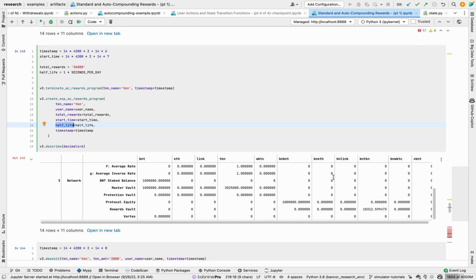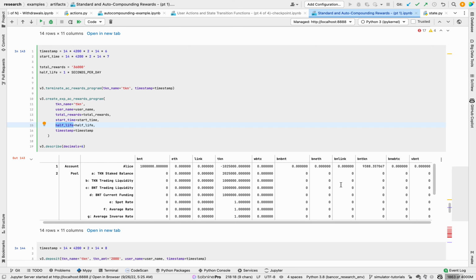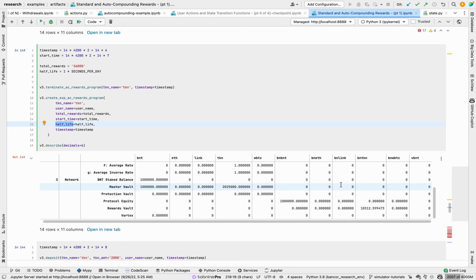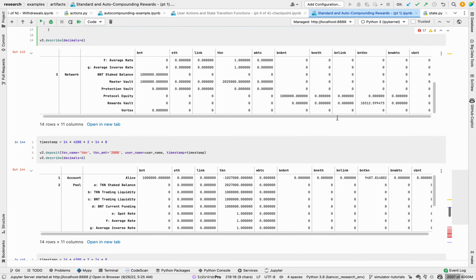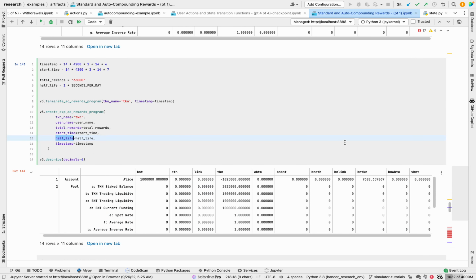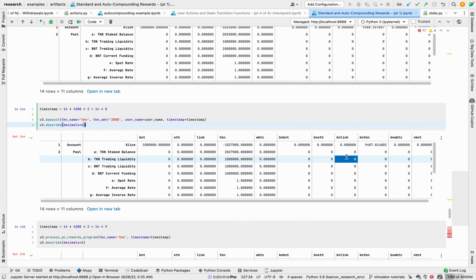The half-life is really easy. It sounds like a scary term, but it's really not. It's just how long it takes for the total rewards to be given out to reduce by 50%. And this is a constant. So if you set the half-life to 1 year, then that means that half the tokens will be distributed in 1 year.